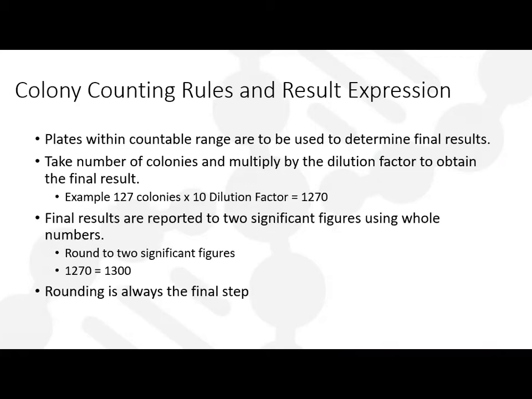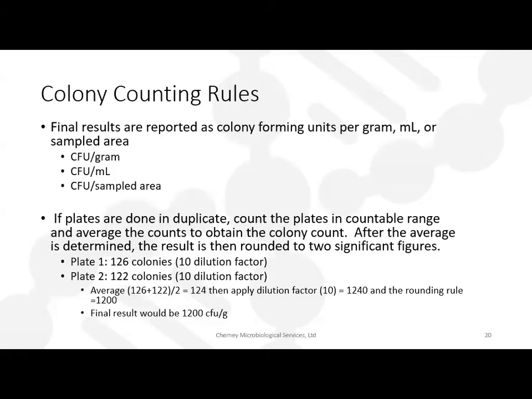Final results should be reported to two significant figures using whole numbers. So rounded to sig figs using the example above, if you have 1,270, you're going to round up to 1,300. And that rounding is always your final step. So as I said before, these results are reported as CFU per gram, per mL, or per sampled area.